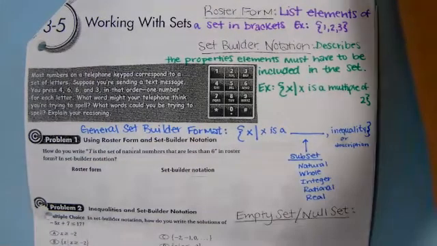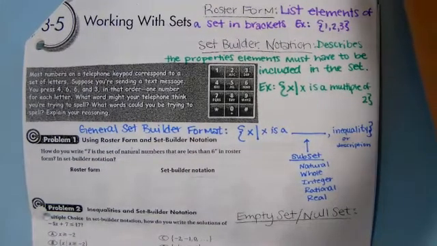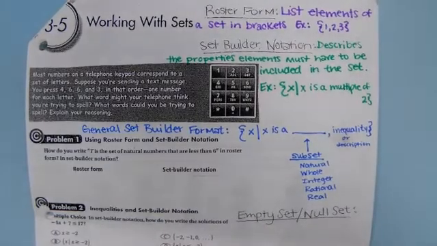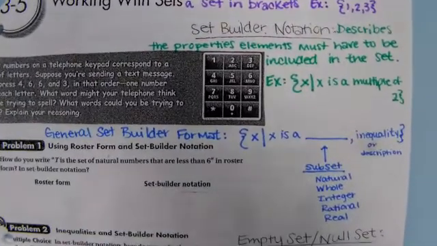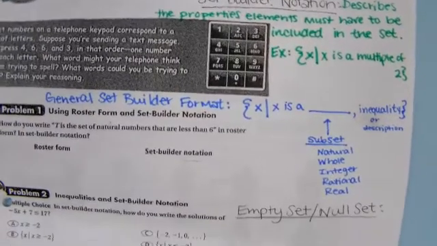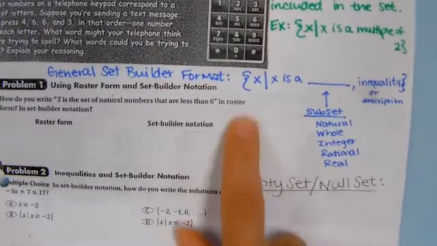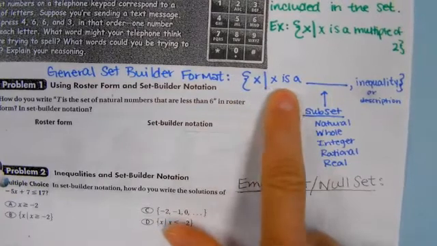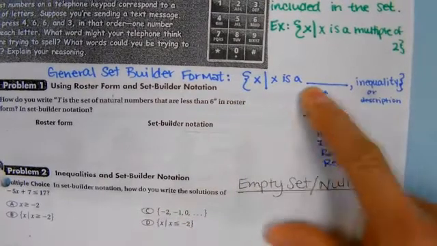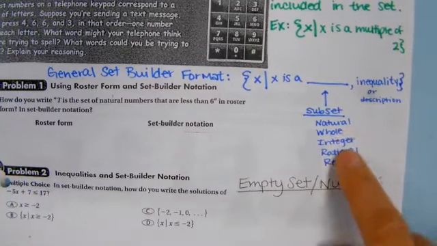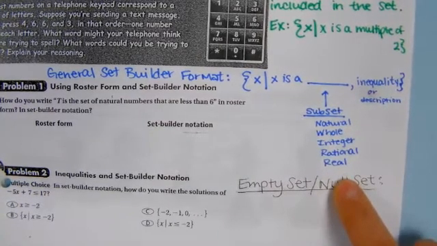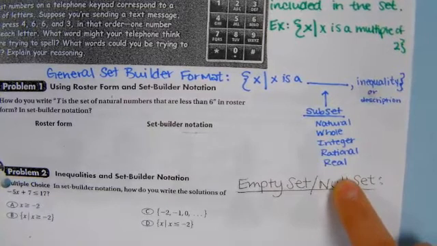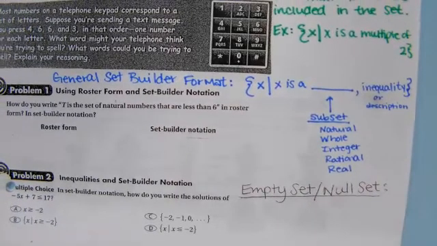I did the general format because general just means that it's like this a lot, but it's not always. So here's a general format. You're going to say x, and then you're going to say x is a, and you'll pick a subset. So is it a natural number, a whole number, an integer, a rational number, or a real number? Those are all the sets we talked about earlier in the year.